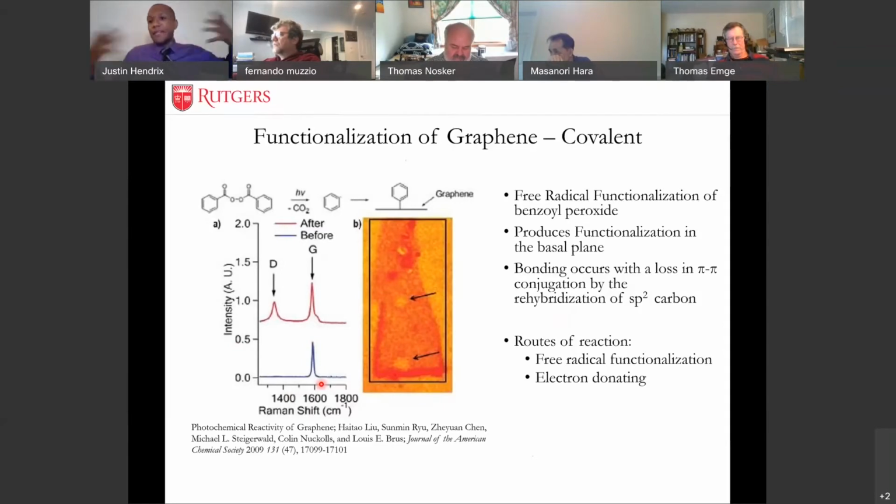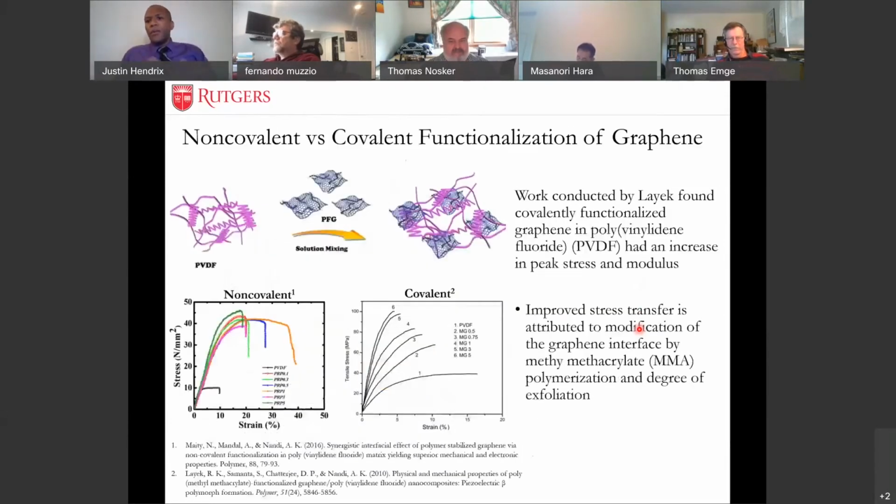Now, if you were to functionalize it, or rehybridize, converting that sp2 carbon to sp3, in this case through free radical functionalization, you're going to cause the appearance of this D peak. This D peak is indicative that you're functionalizing the surface or the edge of a graphene sheet, and so you modify the pi-pi conjugation. We believe the routes for functionalization are either free radical functionalization or a route leading to electron donating.